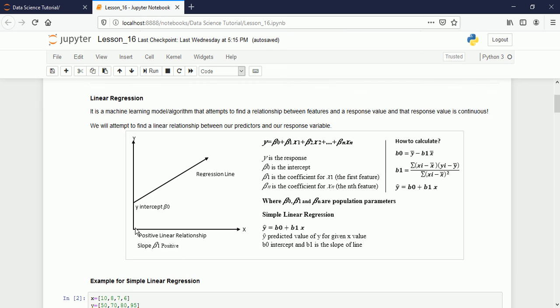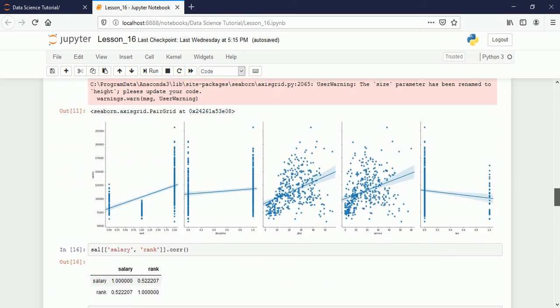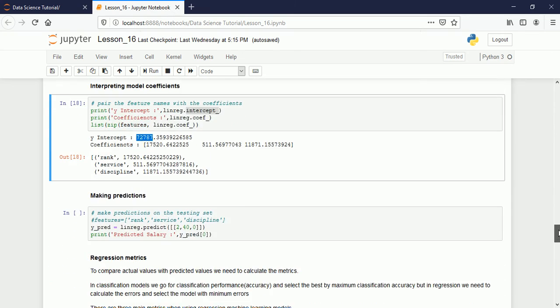This value is called the y-intercept. So the y-intercept we found is equal to that much. Okay, now let's see the coefficients. These are the coefficients: B0, this is B1, and this is B3.